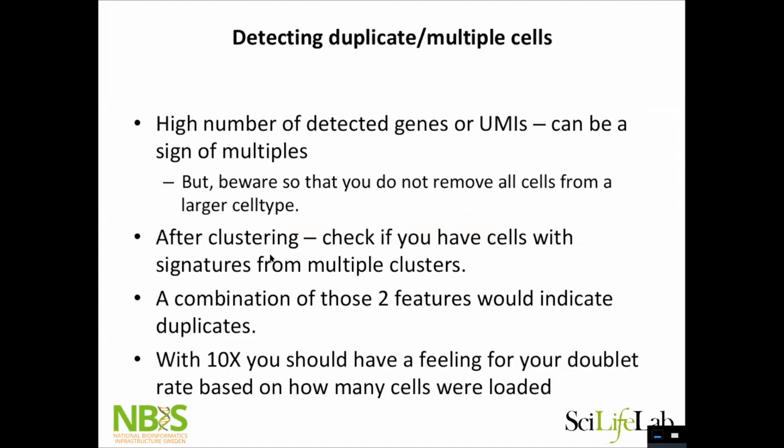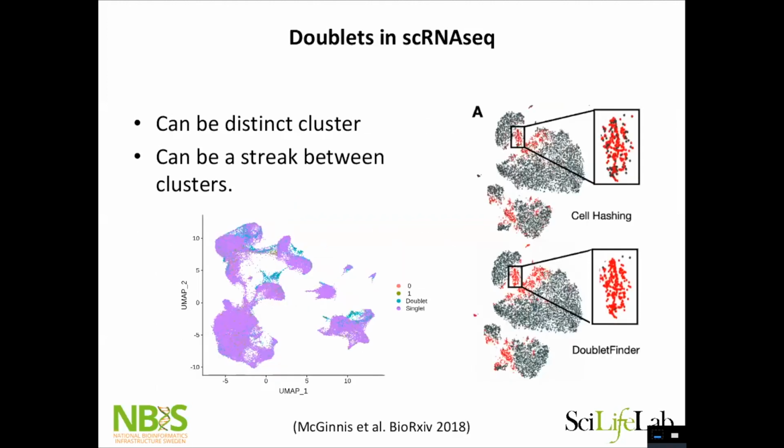So how do we find doublets? I think this is one of the hardest things. Yes? Well, I have a question to you. Wouldn't you expect doublets to have a higher RNA count in general? Yes, you would. And in SMART-seq2 data, I would say that normally you can see it quite clearly. Not that clearly in 10x, from my experience.